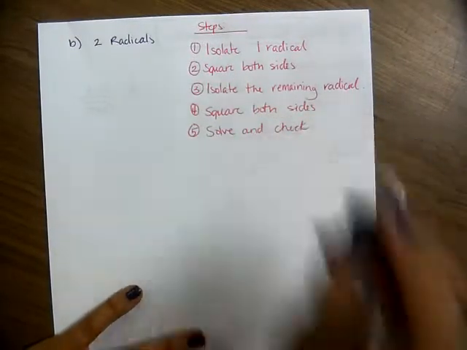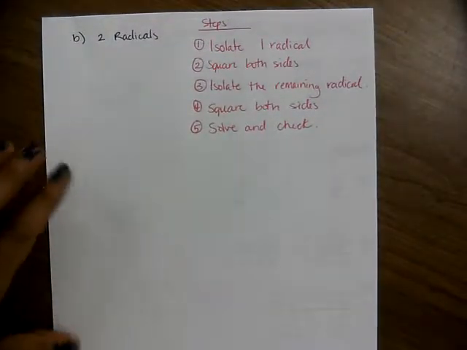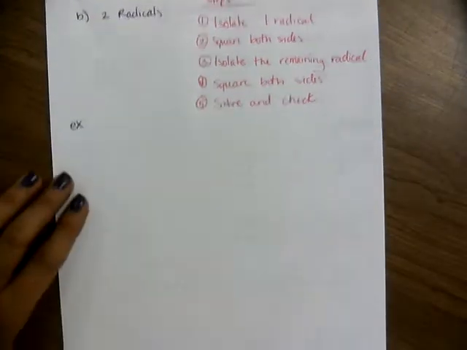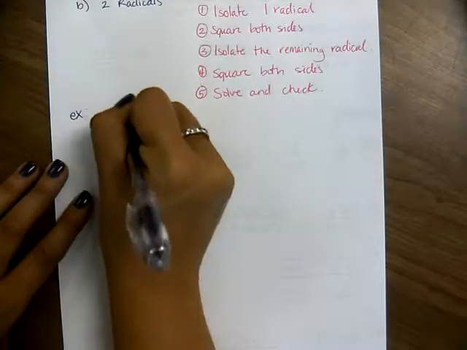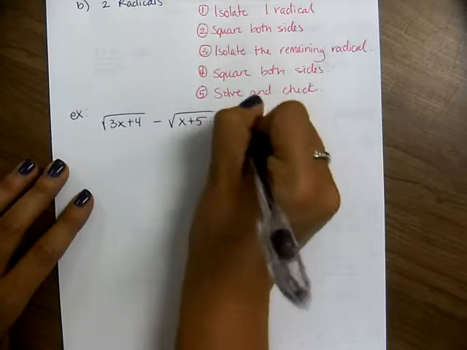So this problem is like a 2-for-1 special. You really have 2 problems in one to solve. It's not the most fun, but you know, it is what it is. So let's try one of these. Let's say we have the square root of 3x plus 4 minus the square root of x plus 5 equals 1.